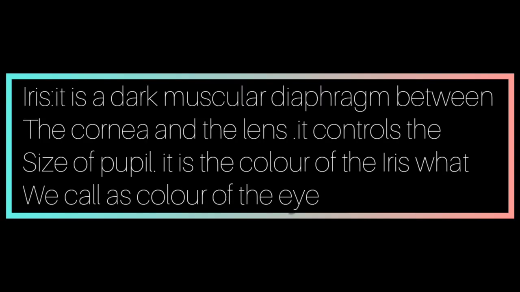Iris. It is a dark muscular diaphragm between the cornea and the lens. It controls the size of the pupil. It is the color of the iris that we call the color of the eye.